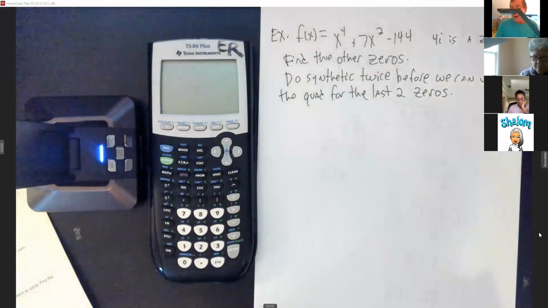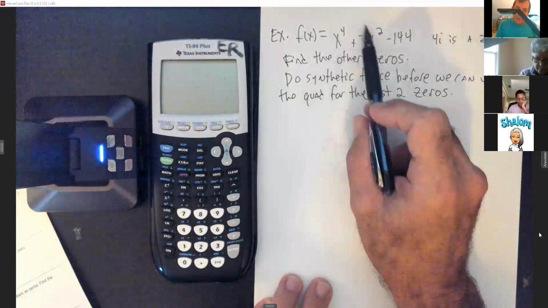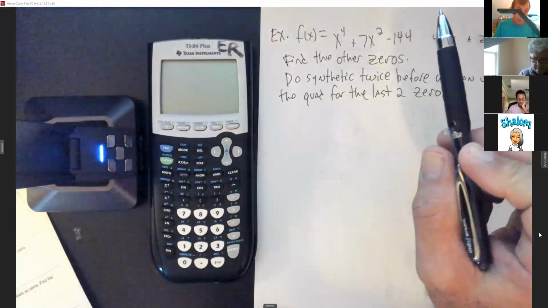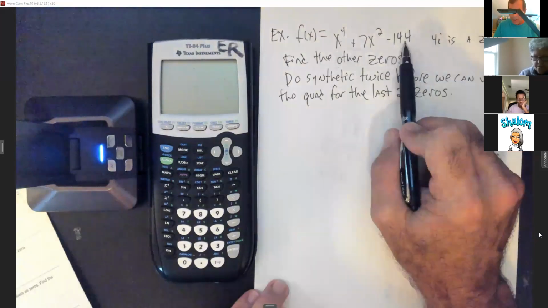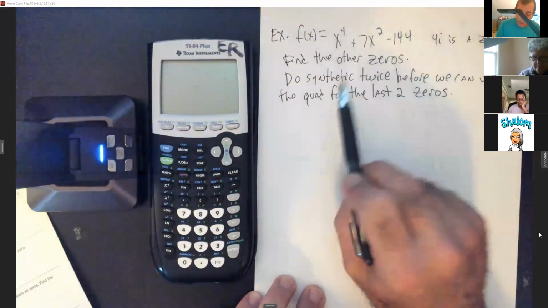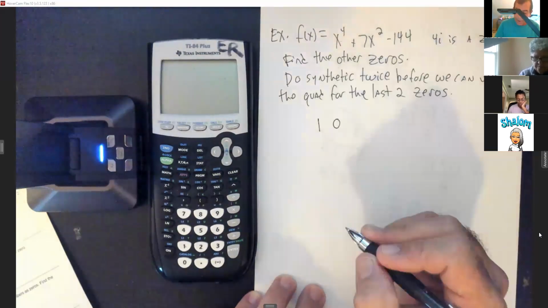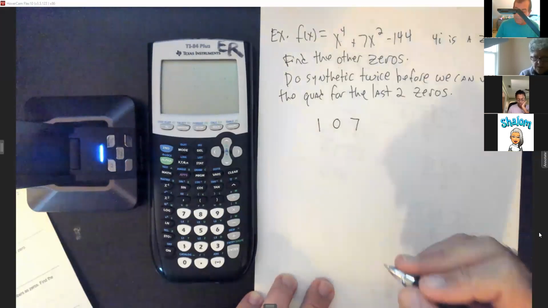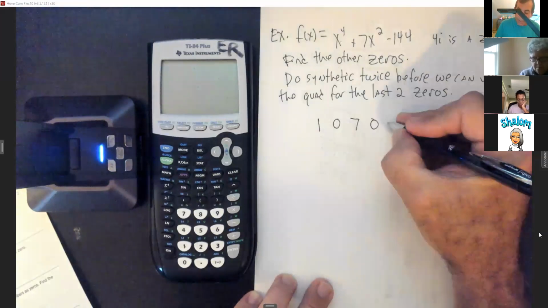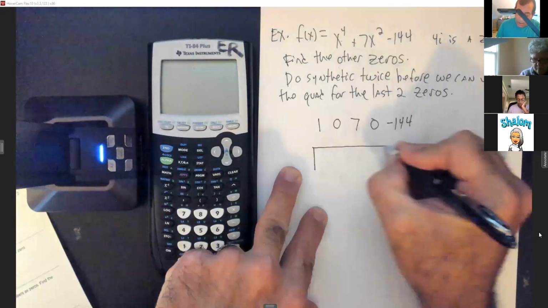So, look at here. I have an x to the 4th. There's not an x cubed term, so I will use a 0 for it. I have the x squared term. I don't have an x term, so I'm going to use a 0 for it. And then I have my number. So any missing exponents have to have zeros. So this would be a 1 for the x to the 4th, 0 for the x cubed, 7 for the x squared, 0 for the x term, and at the end is a negative 144. So we're going to draw our box.